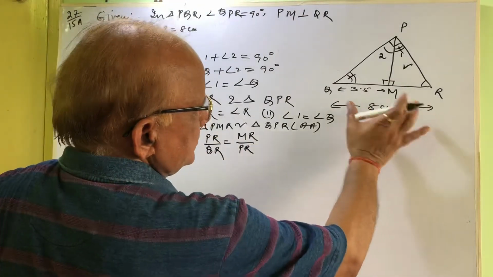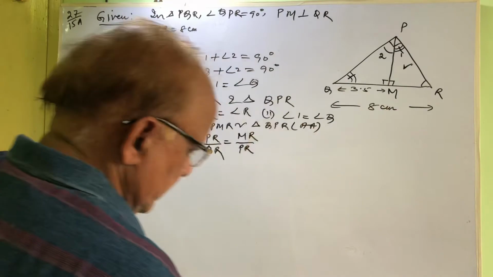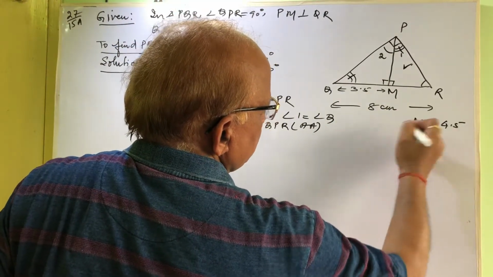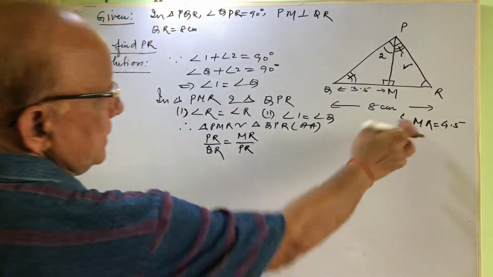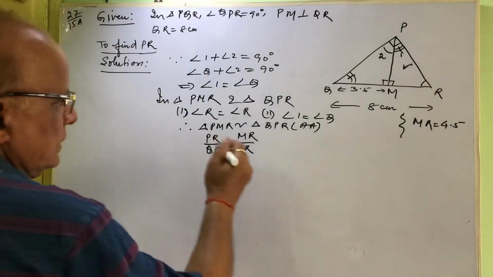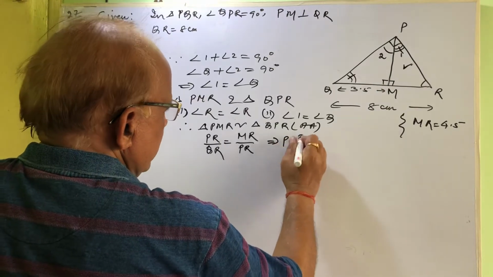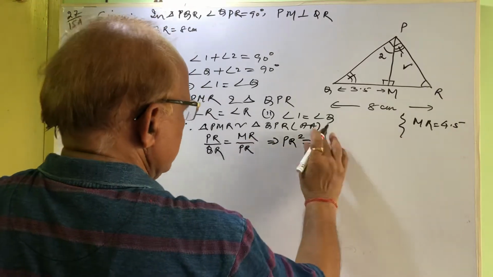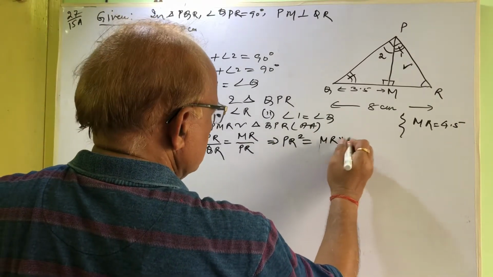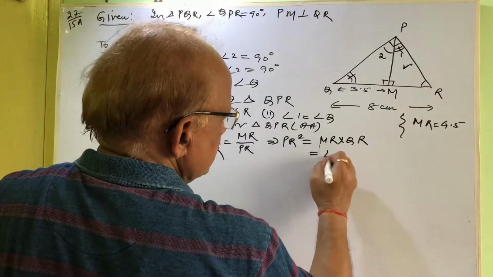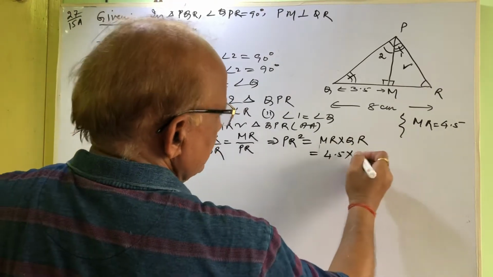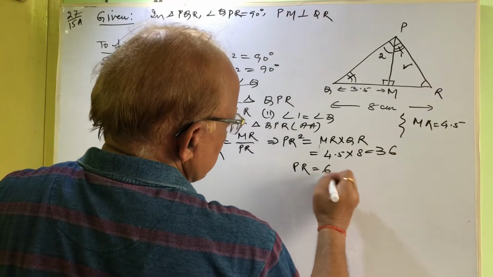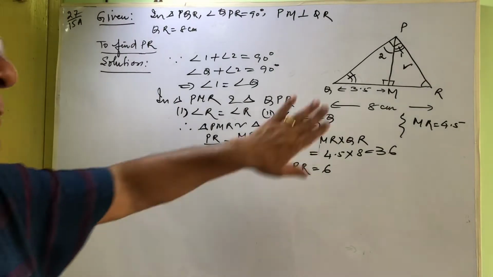Now this is 8, this is 3.5. Therefore we can calculate MR. The value of MR will be equal to 4.5. We can calculate because this is 8.5, therefore MR is 4.5. It means PR squared will be equal to MR into QR. MR is 4.5, QR is 8, that is 36. Therefore PR will be equal to 6. That's all. In this way we have got this.